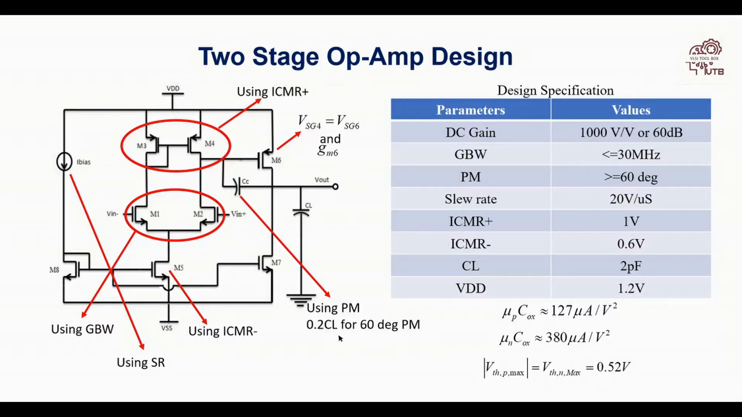And using the phase margin specification, we can find the value of CC, and the relationship shown is CC equal to 0.22 CL. This is derived from the Allen and Holberg book, and you can follow this book to know how the relationship comes, for 60-degree phase margin. So let's start designing the MOSFET sizes one by one.